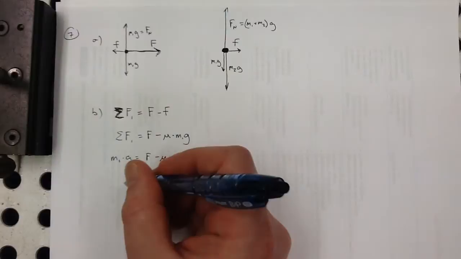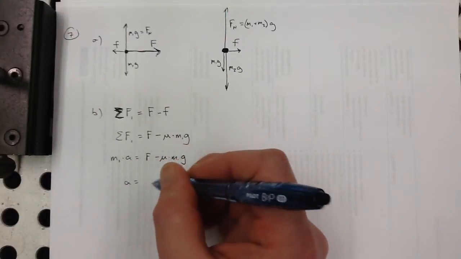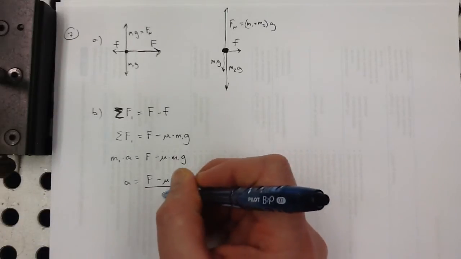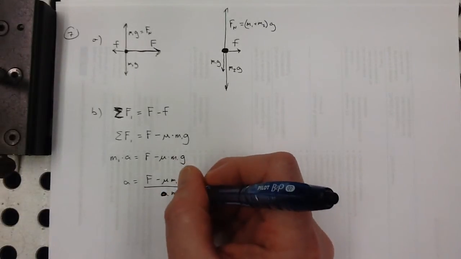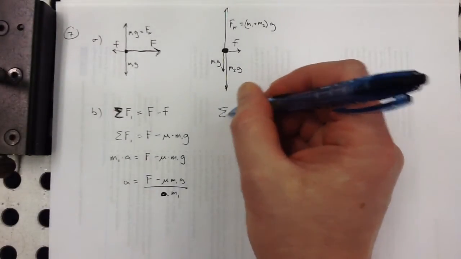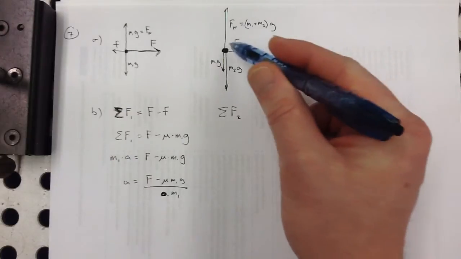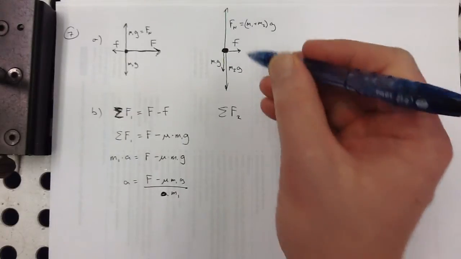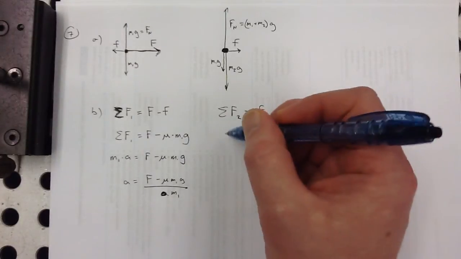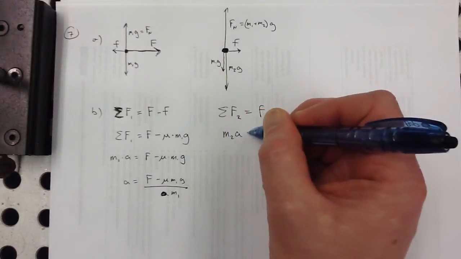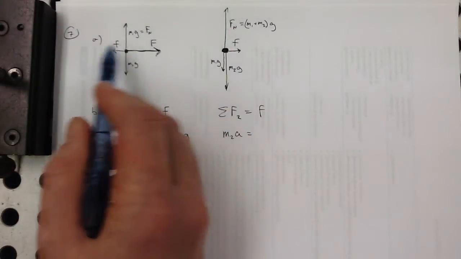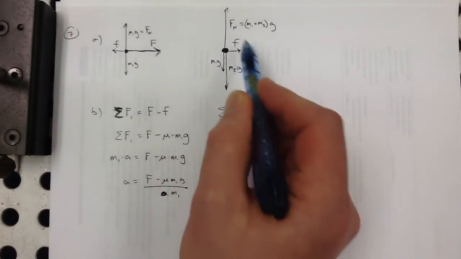All right, so the acceleration of this block is F minus mu m1g, all over m1. And then for block 2, the sum of all forces on this one is just F, right? And I know that F is equal to mu m1g. It's equal to this, right? So I'm not recalculating it here.